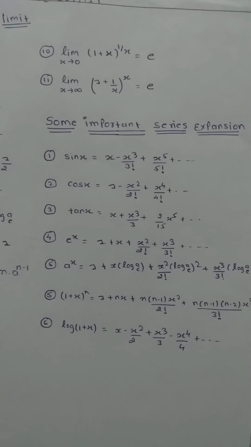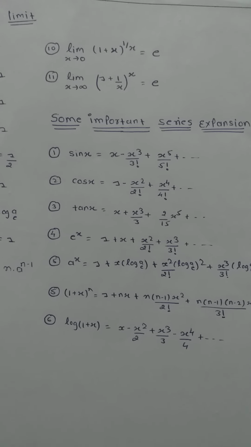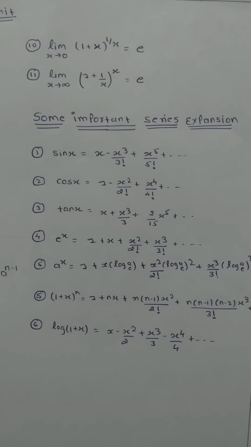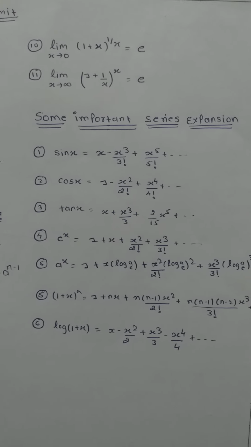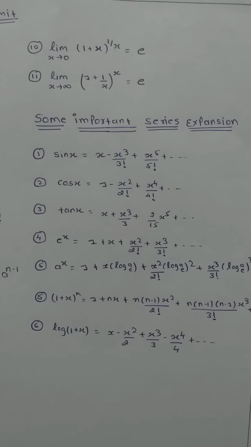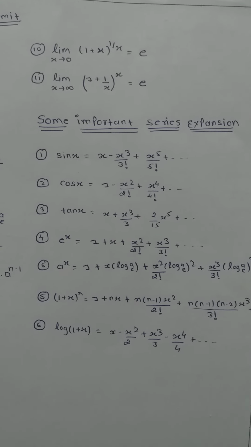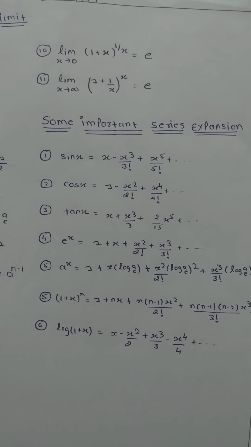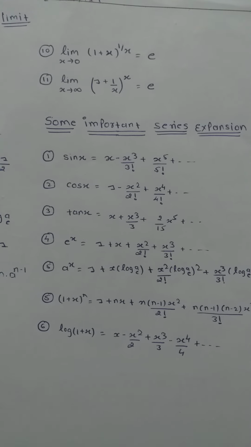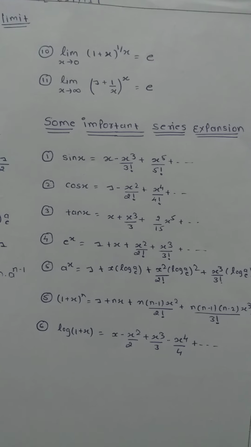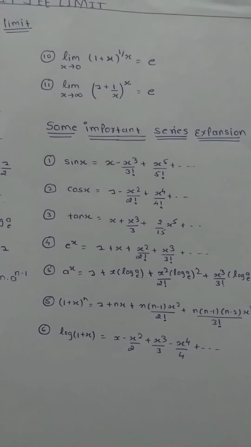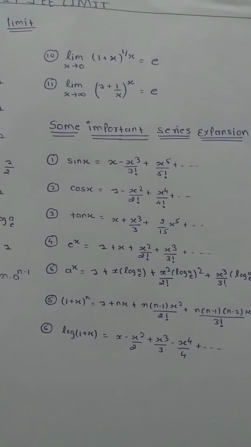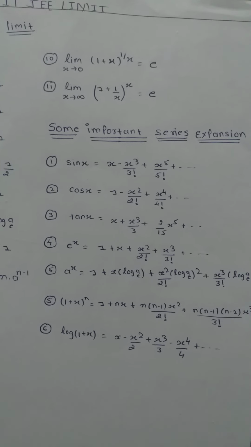Here are some important series expansions which are very helpful to solve many questions, and the formulae can be easily verified from these also. The series for sin x is x minus x cube by 3 factorial plus x to the power 5 by 5 factorial. For cos x it is 1 minus x square by 2 factorial plus x to the power 4 by 4 factorial. For tan x it is x plus x cube by 3 plus 2 by 15 x to the power 5.